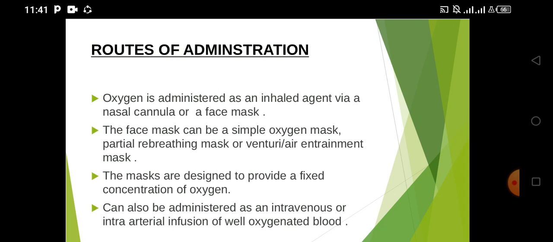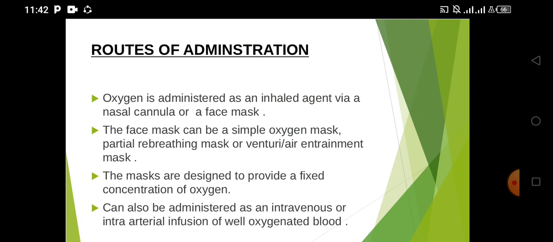Progressing on to the routes of administration. Oxygen is administered as an inhaled agent via nasal cannula. It can also be administered via a face mask. The face mask can be a simple oxygen mask, a partial rebreathing mask, or an air entrainment mask. The masks are designed to provide a fixed concentration of oxygen so as to avoid oxygen poisoning.